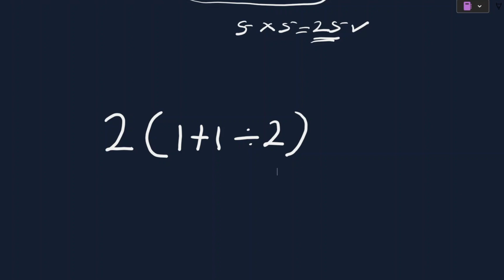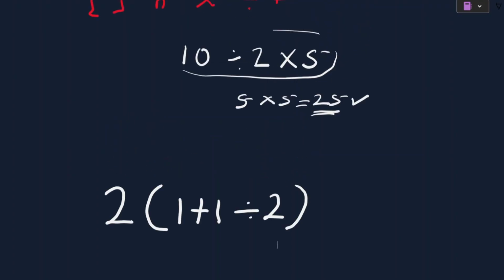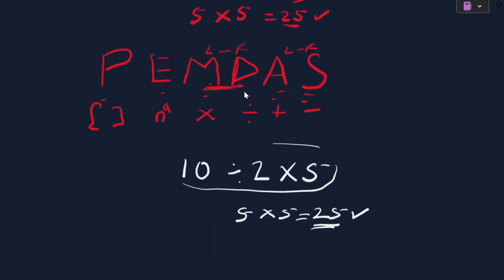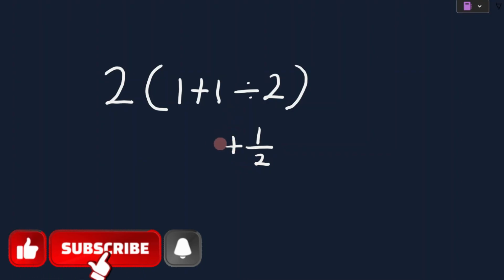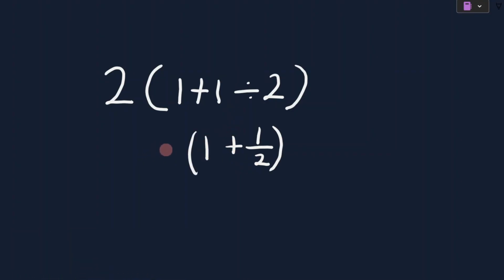And inside the parenthesis, we have division and addition. By the rule of PEMDAS, division comes first before addition. So we are going to solve division first. And the division says 1 divided by 2. That automatically means that we are going to have a fraction. The fraction 1 divided by 2 adds to 1, after which it multiplies 2. So first of all, let's solve this bracket, the parenthesis.